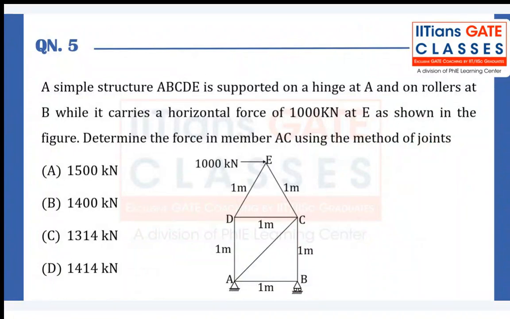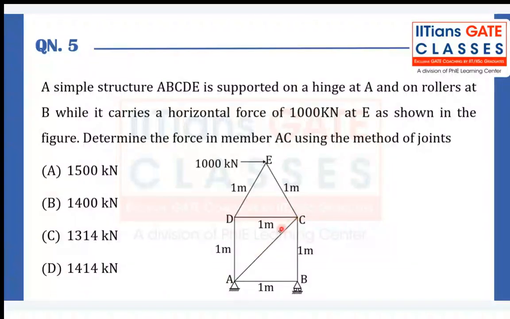Coming towards the next question. We have a simple structure A, B, C, D, E supported on hinge at point A and the roller at point B. It carries the horizontal force of 1000 kilonewton at point E, as shown in this figure. Determine the force in the member AC using the method of joints.